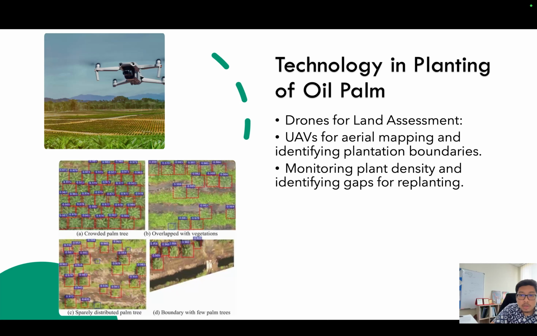UAV for area mapping and monitoring plant density. Okay, so actually a lot of things can be done using drone. Other than this mapping, you can also equip the drone with the thermal sensor. In my previous work, what they do is they put a thermal sensor on the drone.